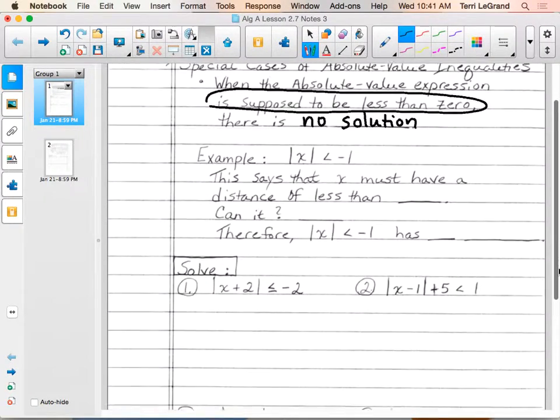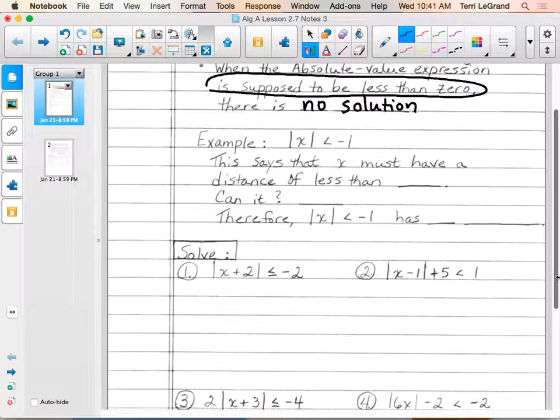So here's an example. The absolute value of x is less than negative 1. Is negative 1 less than 0? Yeah, okay. So it's less than 0, it's negative 1. So this says that x must have a distance of less than negative 1, right? That's what it's saying. Its distance has to be less than negative 1. Can it?